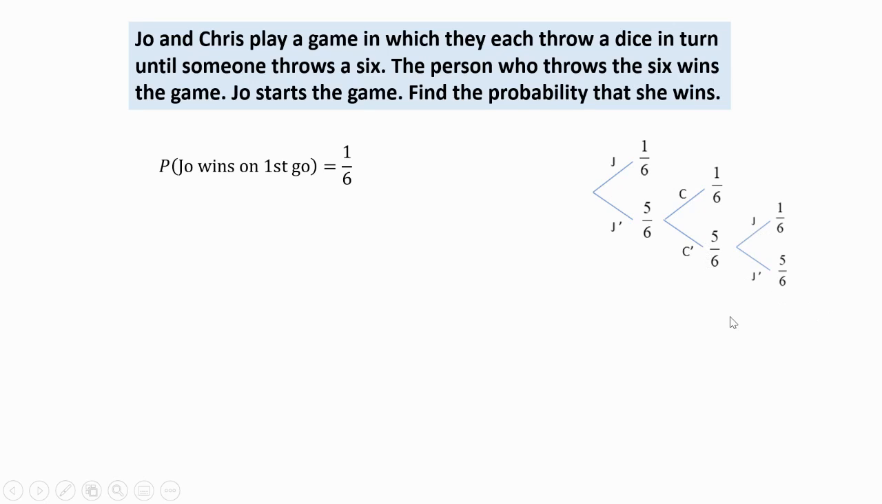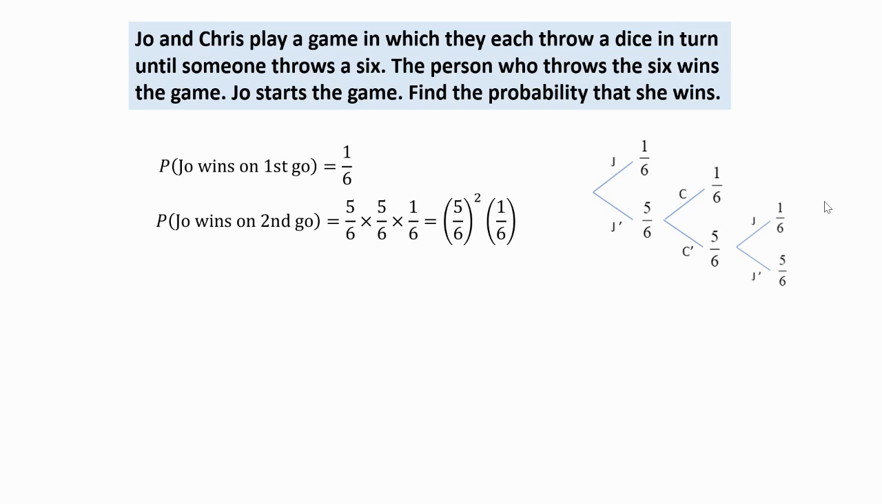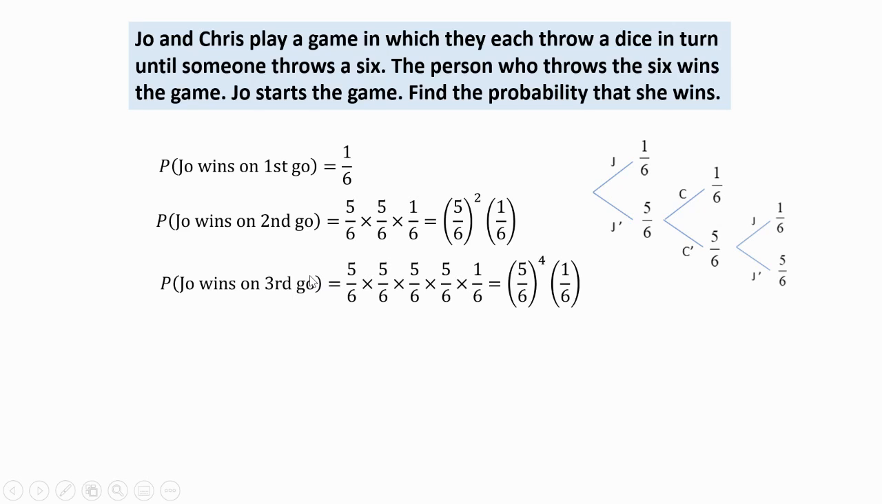All right. So if we want to map this out as a tree diagram, the probability that Joe wins on the second go means that she has to lose, Chris loses, and then Joe wins. So that's 5 over 6 all squared times 1 over 6. So the probability that she wins on her third go would be lose, lose, lose, Chris loses, and she wins. So we're looking at sort of a pattern here, right? So when does this finish?